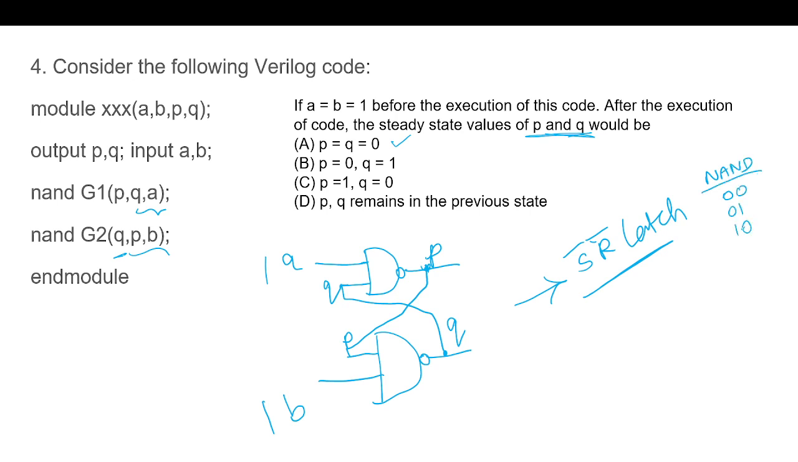It's a multiplexer. In this question I have used two NAND gates. If I try to draw the logic diagram for this two NAND gate Verilog code, I will obtain this as a circuit diagram. Is this clear? This will be my final output circuit diagram for this two NAND gate implementation.